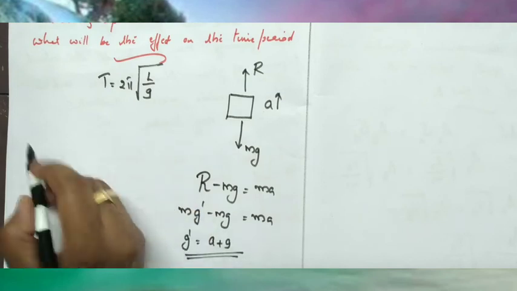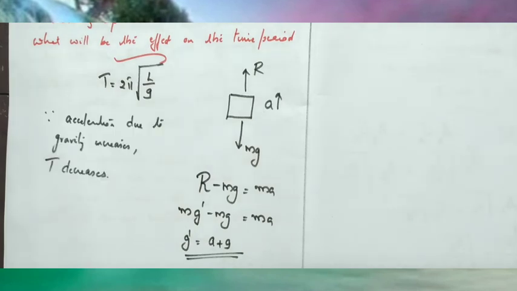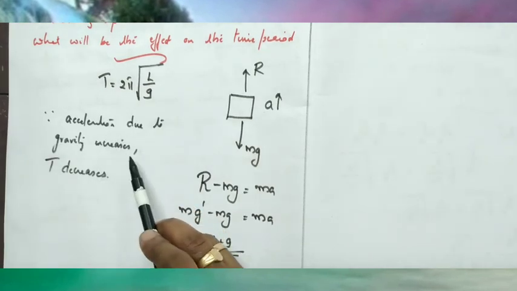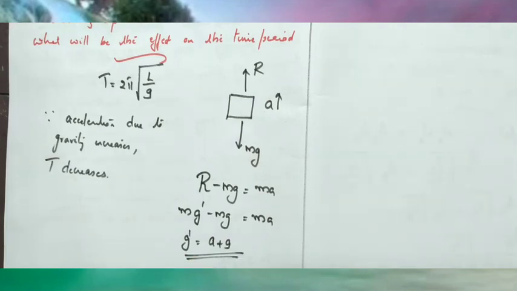So since the acceleration due to gravity increases, what happens to the time period? Time period decreases. Since acceleration due to gravity increases, the time period of oscillation decreases. That is the answer. Okay, children?